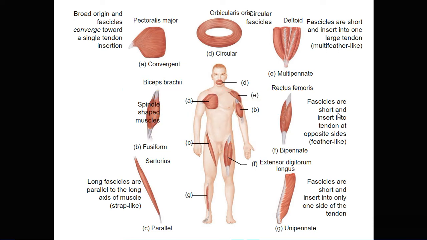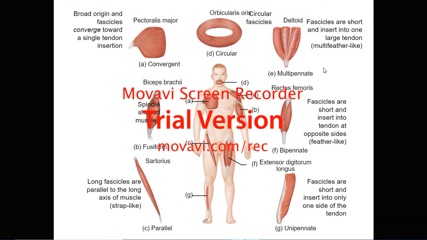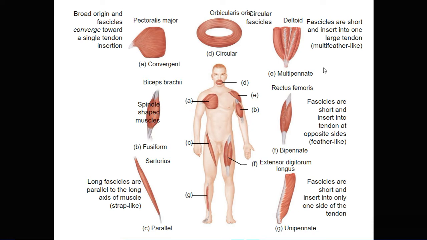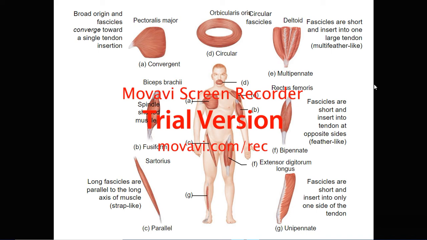Multipinnate looks like many feathers side by side, with all their quills inserted into one large tendon. The deltoid muscle, which forms the roundness of the shoulder, is a multipinnate muscle. Again, the fascicles are short and insert into one large tendon, feather-like. The deltoid muscle is an example.